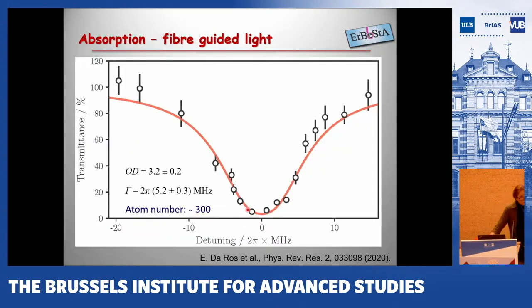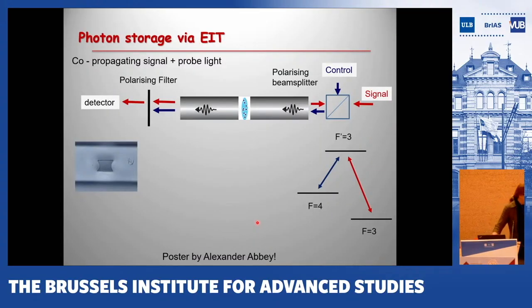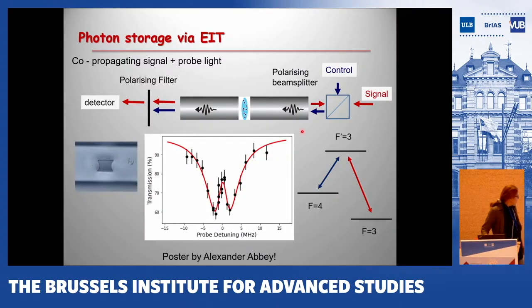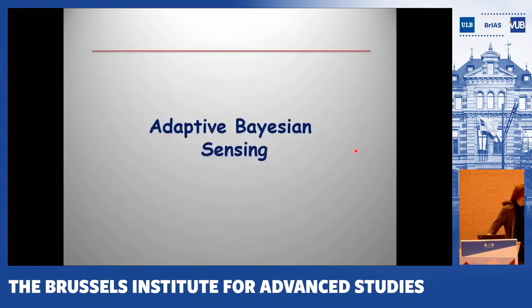And we can then, through the fiber, probe the absorption profile of our atoms. This gives us an optical density between 3 and 5. We can also use that to create slow light and photon storage. There is a poster on this by Alexander Abbey, and he will tell you all the details about it. We again set up an EIT structure and get a nice EIT feature. Again, in this tiny ensemble of atoms, we get an optical density of about 5 and a delay time of 15 nanoseconds, but that can still be used in a small arrangement.